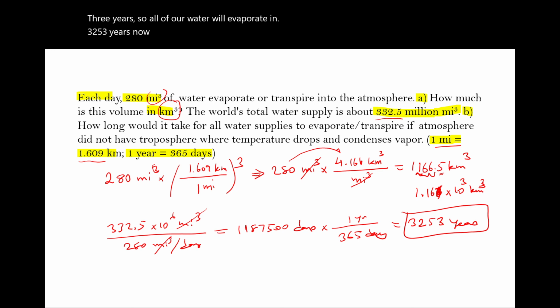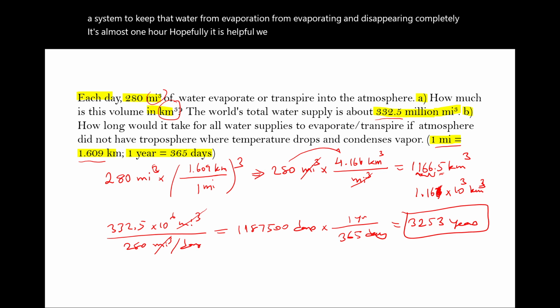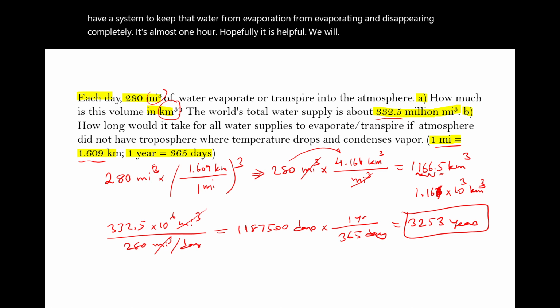So finding water on Mars, for example, is not enough. You would have to have a system to keep that water from evaporating and disappearing completely. It's almost 1 hour. Hopefully it is helpful. We will continue on other sections of the chapter.